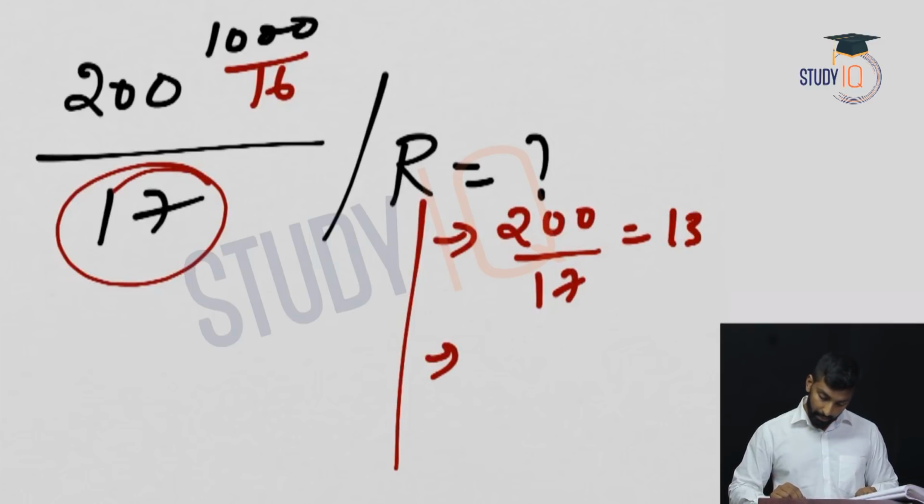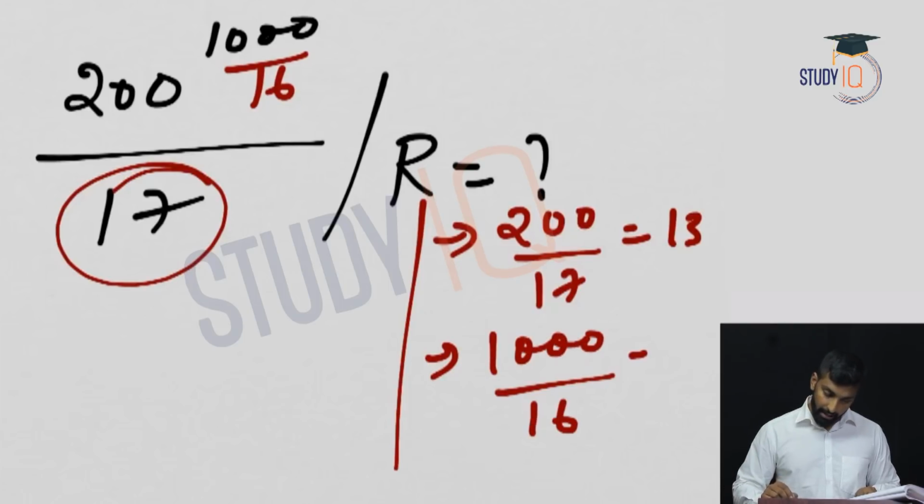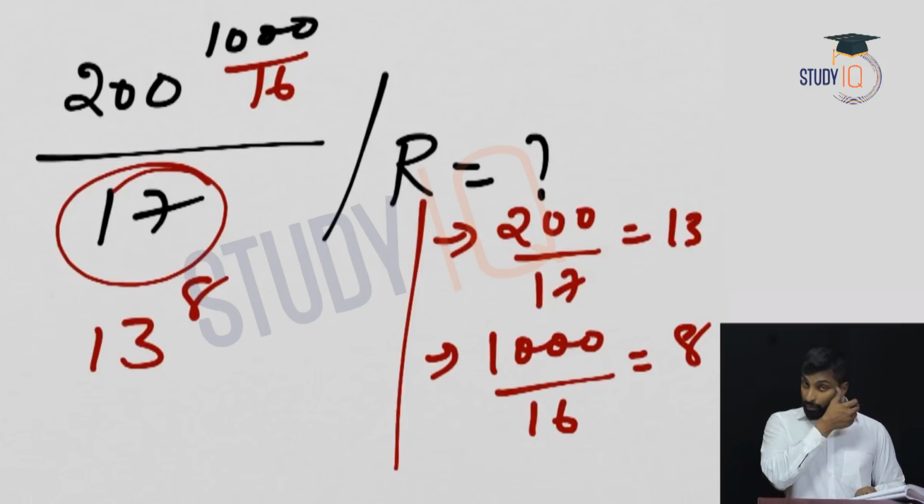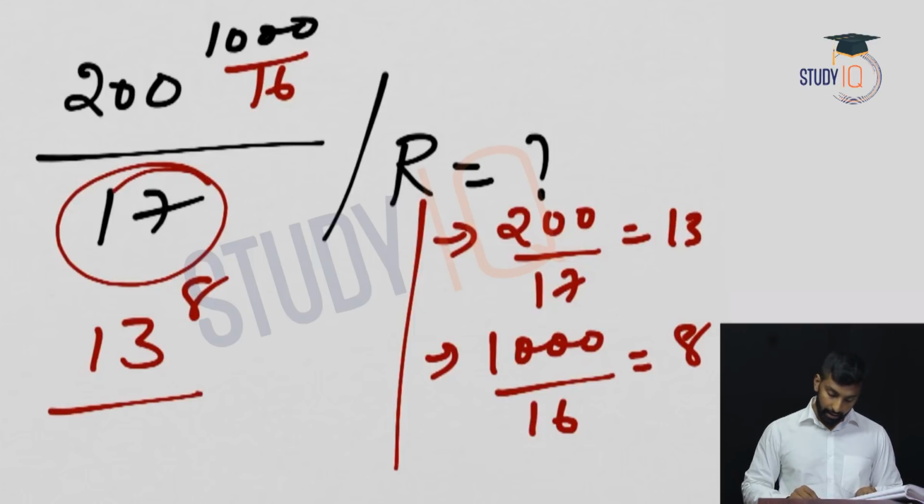Then what is the second step? The power of numerator, that is 1000, you divide with the Euler's number of denominator, that is 16, you will get 8 as a remainder, right? What is your actual answer now? 13 raised to 8. But what is the problem? This is greater than 17. So I need to divide it again by 17.